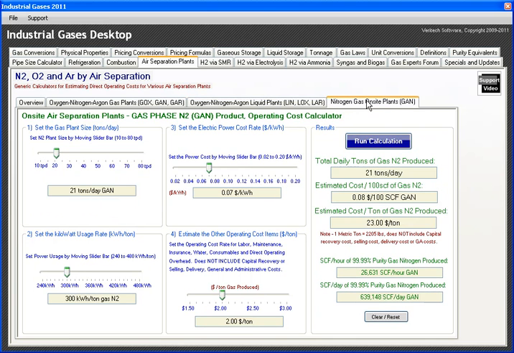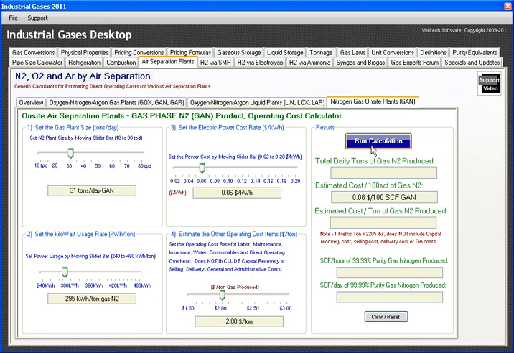And then the last tab here we have is for gas nitrogen. Let me set up plant size here. These are smaller plants in this example, anywhere from 10 to 80 tons per day. So let's pick 31 tons a day of gas nitrogen. We'll select a rate of about 300 kilowatt hours per ton of nitrogen gas produced at a power cost of, we'll say, 6 cents. And again, at about $2 per ton for the additional operating costs.